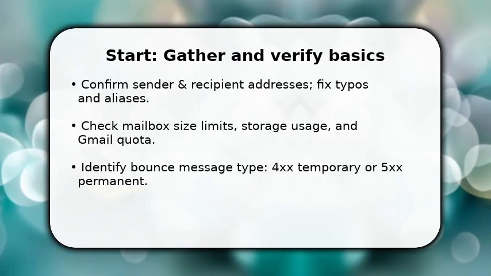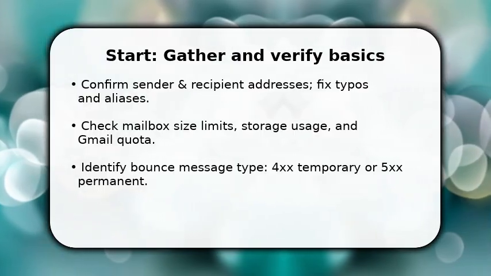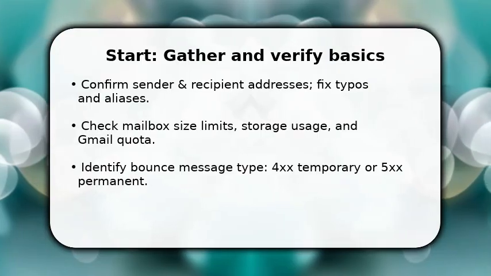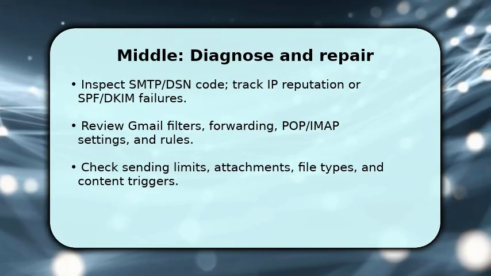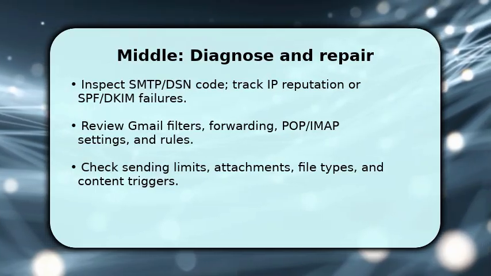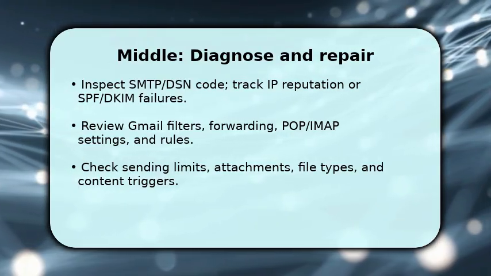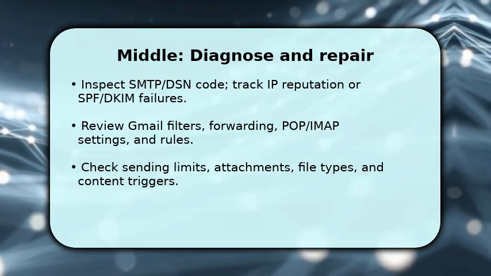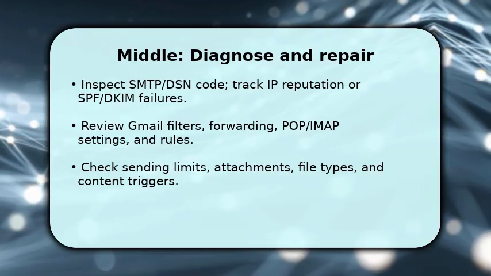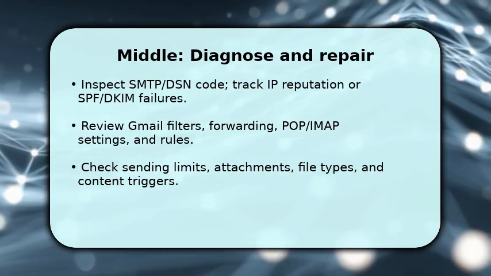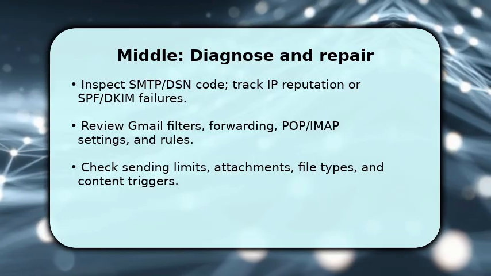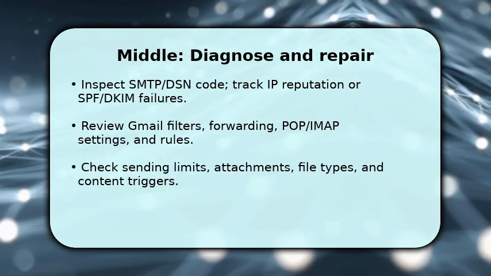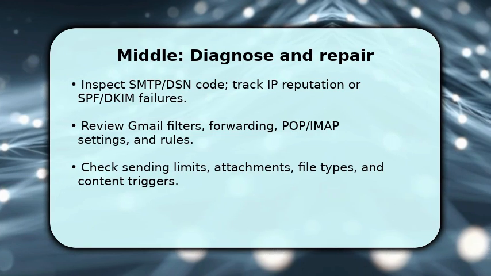Now diagnose why mail is rejected. Start with the SMTP or DSN details. If SPF, DKIM, or DMARC fails, update DNS records and sign outbound mail to prove authenticity. If IP reputation or rate limits are cited, pause bulk sends and check sending history. Consider using authenticated Gmail SMTP or a reputable relay. Also review Gmail settings, filters, forwarding, POP/IMAP, and remove misrouted rules. Finally, inspect attachments and content.